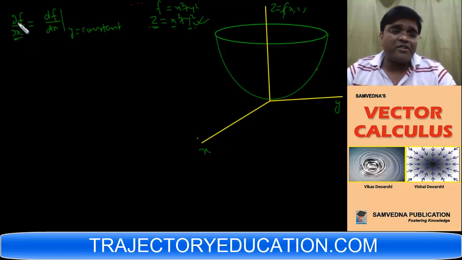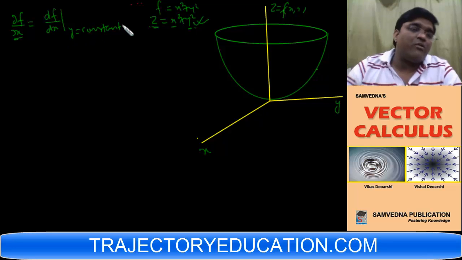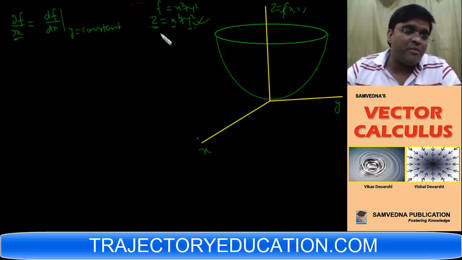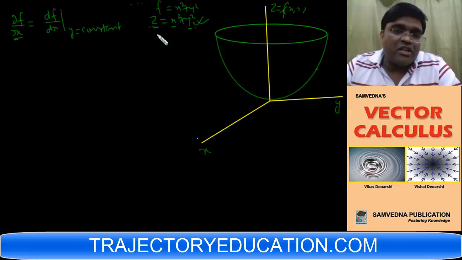So what does this give you? This gives you the rate at which the function varies when y is kept constant. The natural need of partial derivative arises because we are always interested in this when you have some function depending on two components, when you have some function depending on two variables.